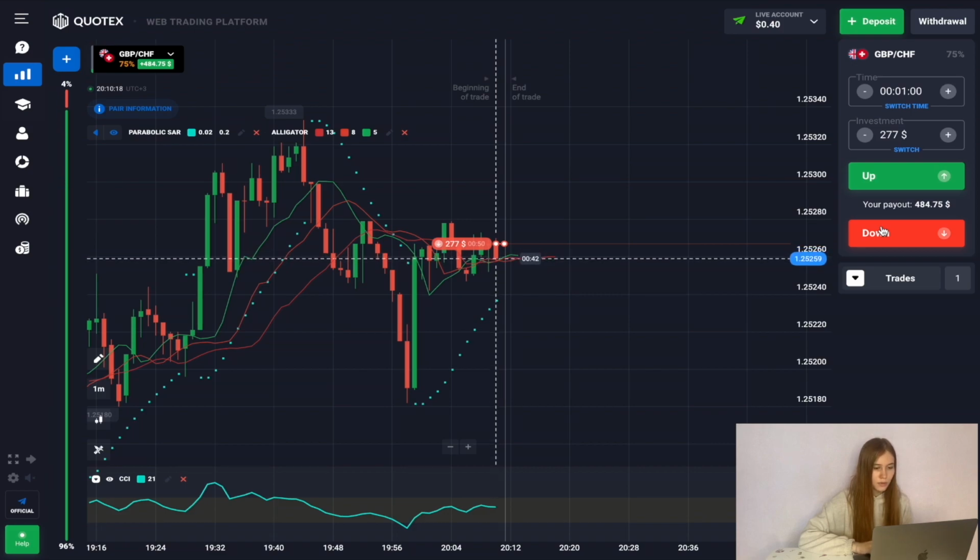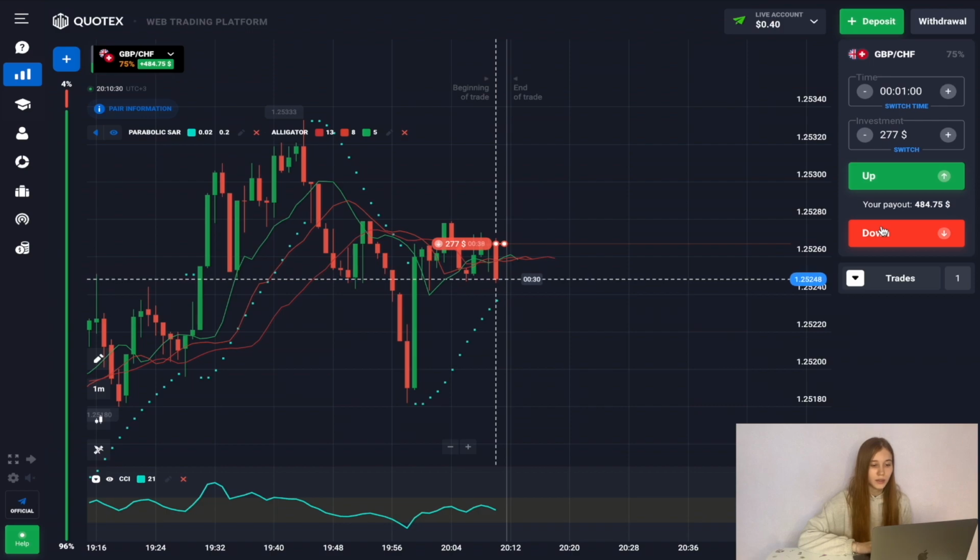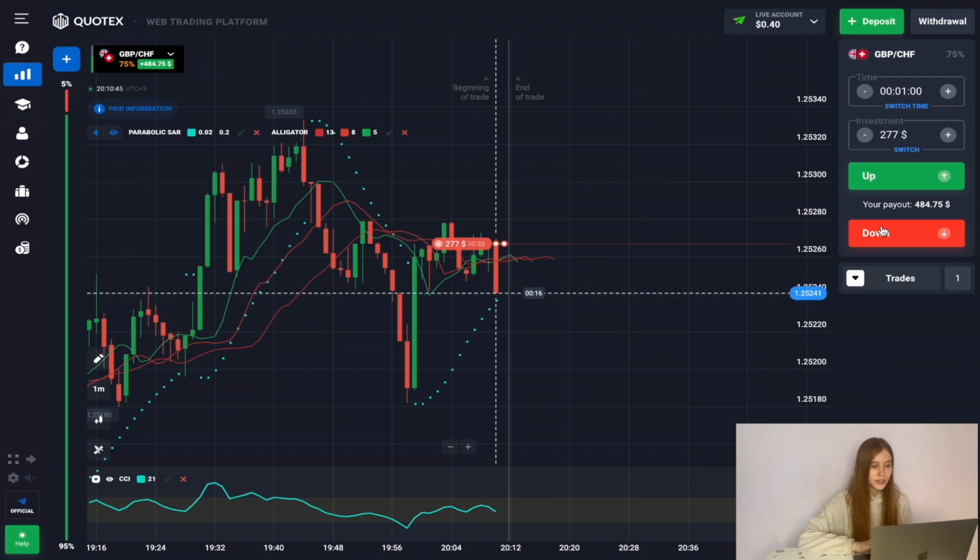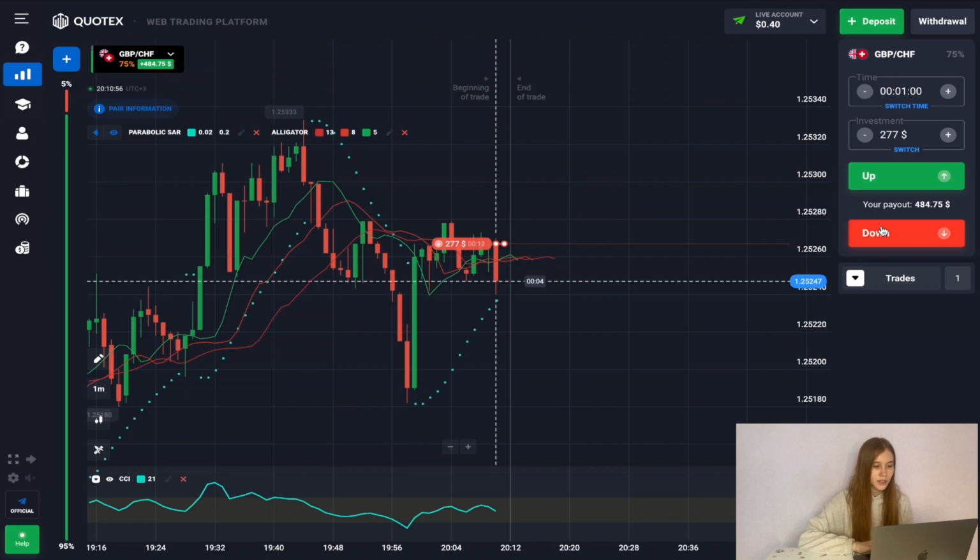As we see, our moving averages have a sideways movement, and we also see how our price moves impulsively from our support and resistance point on this chart. So now we can see how impulsively our price begins to decline and the downtrend also opens. So we successfully open our trade on it, and let's wait until it closes.